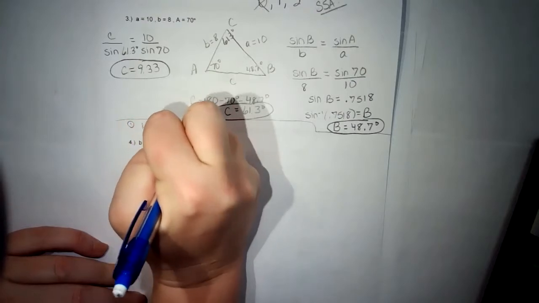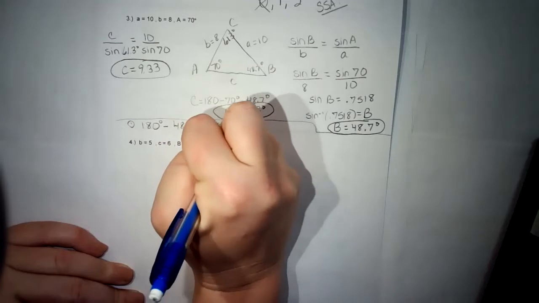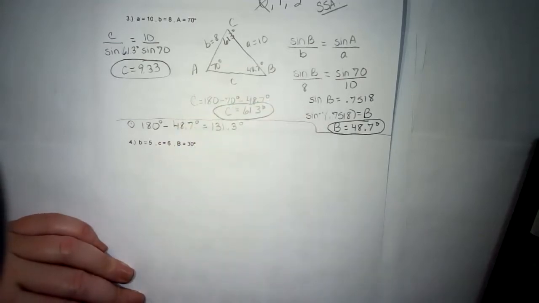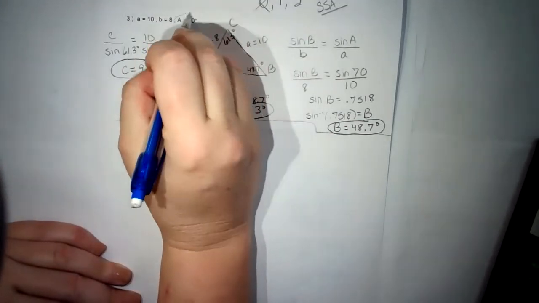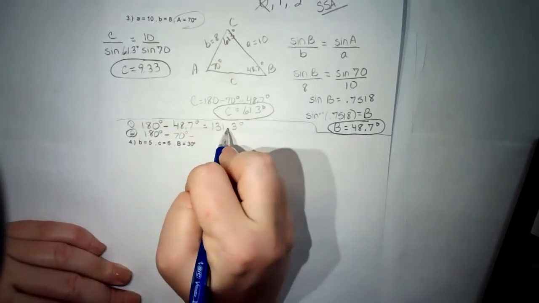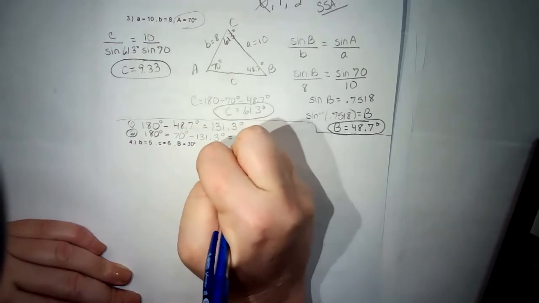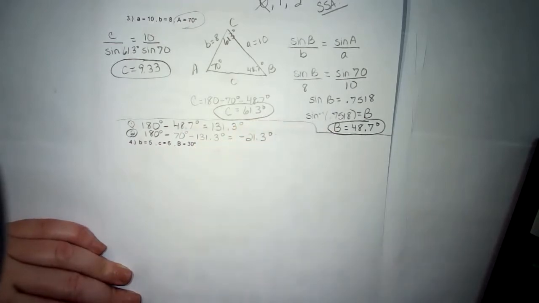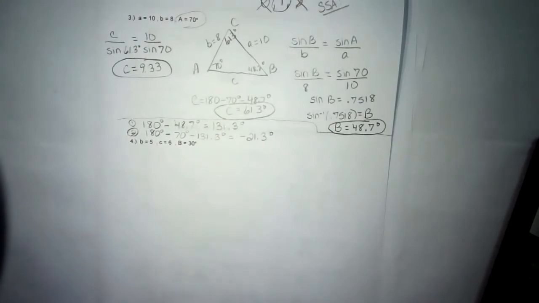So I'm going to do 180 minus 48.7. Okay, that's going to give me 131.3 degrees. Okay, second step. 180 minus the given angle back at the beginning of the problem minus the angle we just found in step 1. That's going to give me negative 21.3 degrees. So what's the verdict? Do I have 2 triangles? No. So I don't have to worry about 2. I only have 1 and I solved for it.